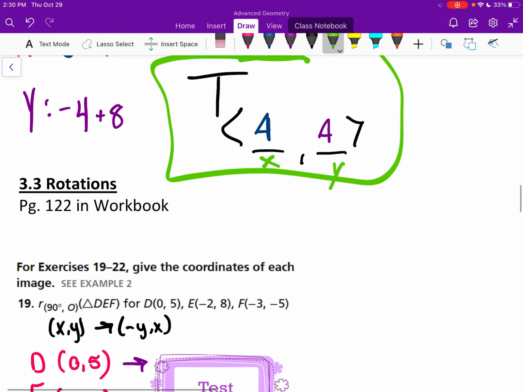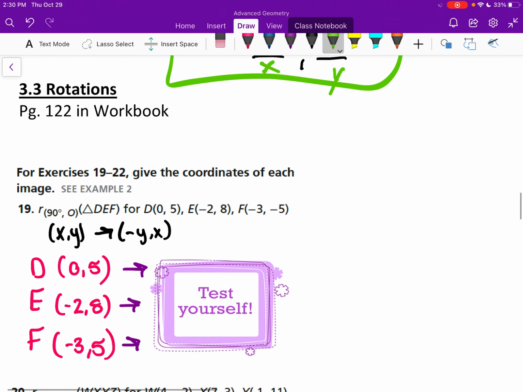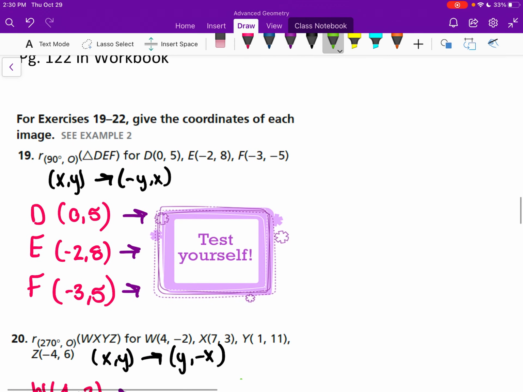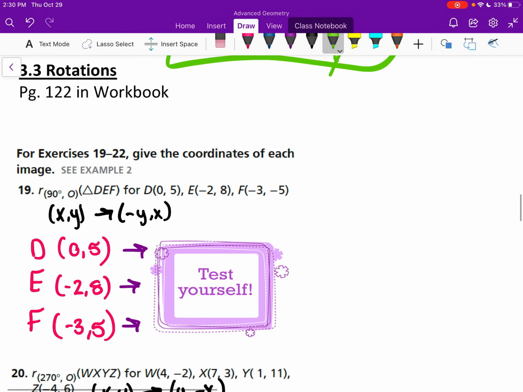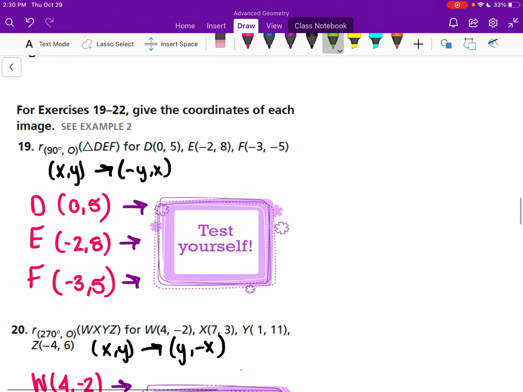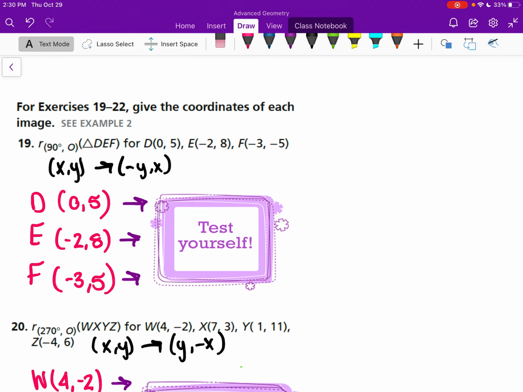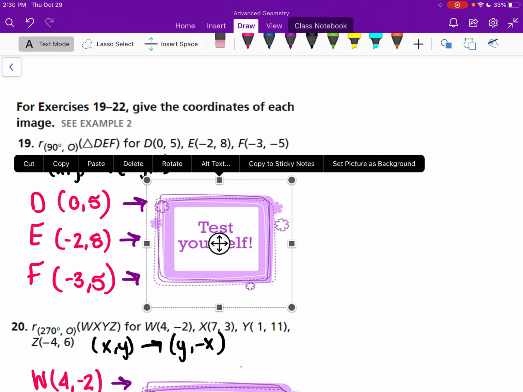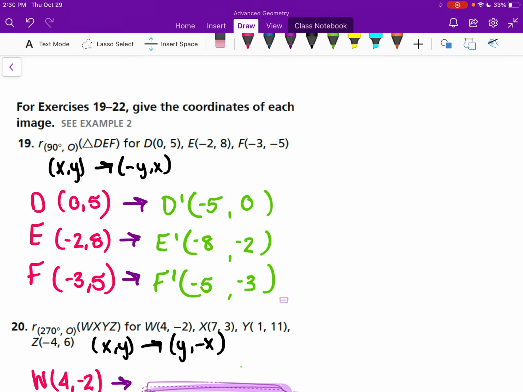Our next section was rotations, which we also had a lot of rules for. So I'm just going to remind you the rules and you can practice them. And we're going to do 19, 20, and 21 on page 122. 19 talks about a 90-degree rotation, which is where our X comma Y becomes -Y comma X. So test yourself out. How'd you do? Did you switch the X and Y and make the Y negative?